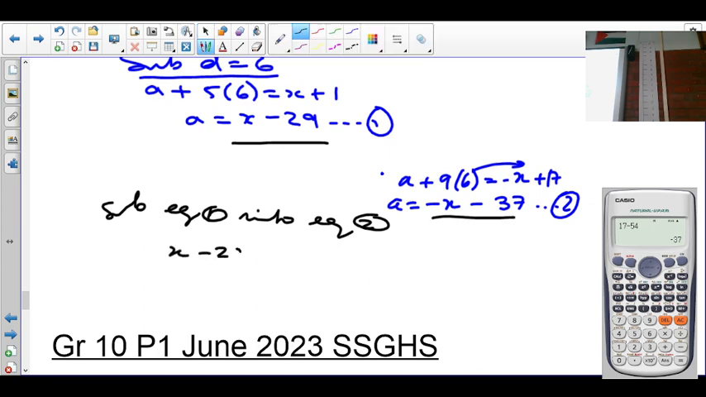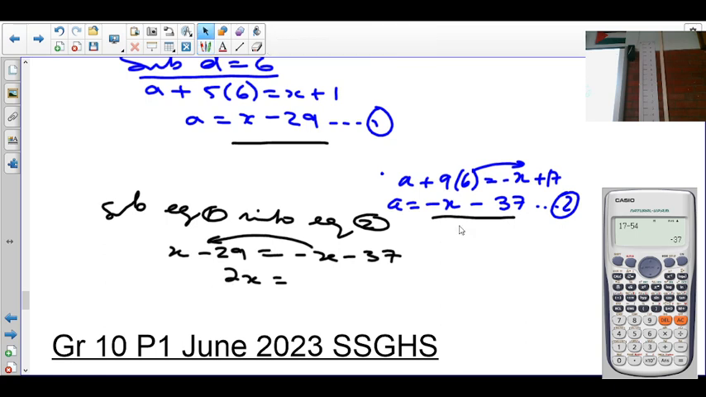x minus 29 is equal to negative x minus 37. It's a matter of solving for x now. I take it over the equal sign, so 2x is equal to negative 37 plus 29, which is going to give you negative 8. Okay, so x is equal to negative 4. Alright, you all agree with that?